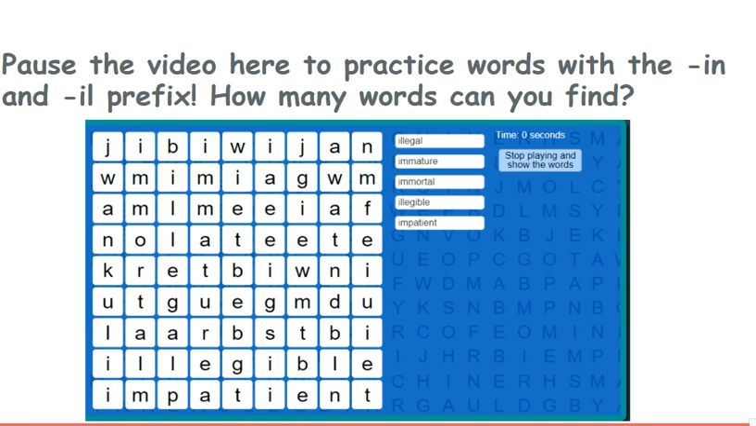You can pause the video here again and see if you can find these words in the word search. And then when you've done that, you can have a go at writing some sentences with these words in. We've talked a lot about the meaning of a lot of them, like illegal, illegible. If someone is impatient, that's the opposite of the root word, which is patient. So if someone's impatient, it means they are not patient. And then maybe see if you can think about what immature and immortal might mean. You could use an online dictionary or a dictionary at home to help you with that.